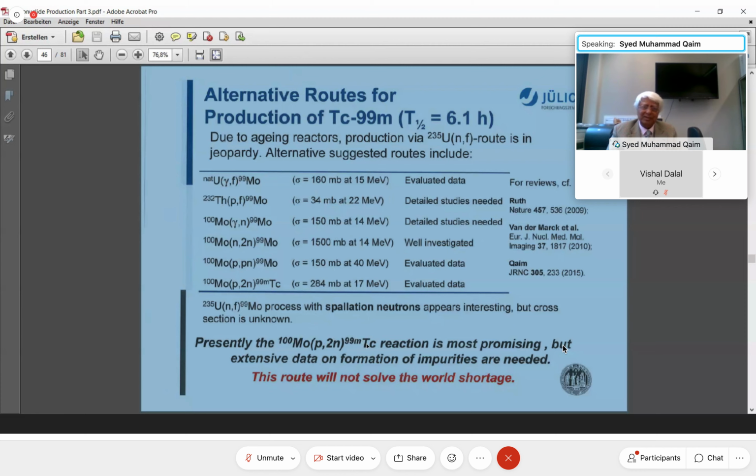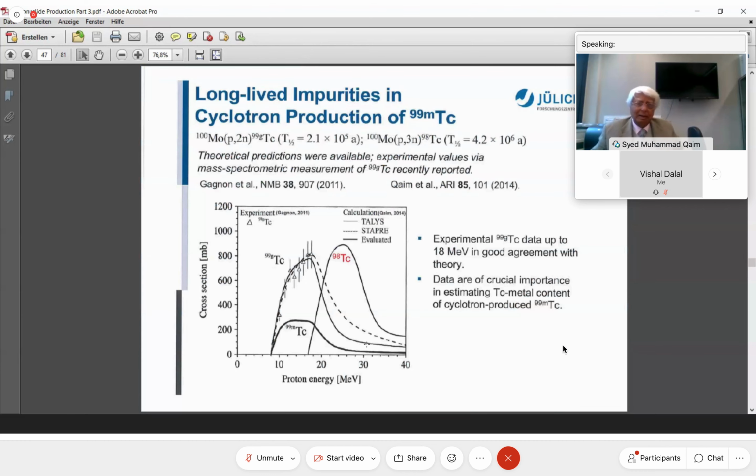So I think the best way still remains fission molybdenum, but this P2N reaction could solve some local problems. It could deliver, for example, if it is made in Jülich, it can be brought to Aachen or to Cologne, in local areas, but not very far away. Another problem with the cyclotron-produced technetium-99m is the long-lived impurity.